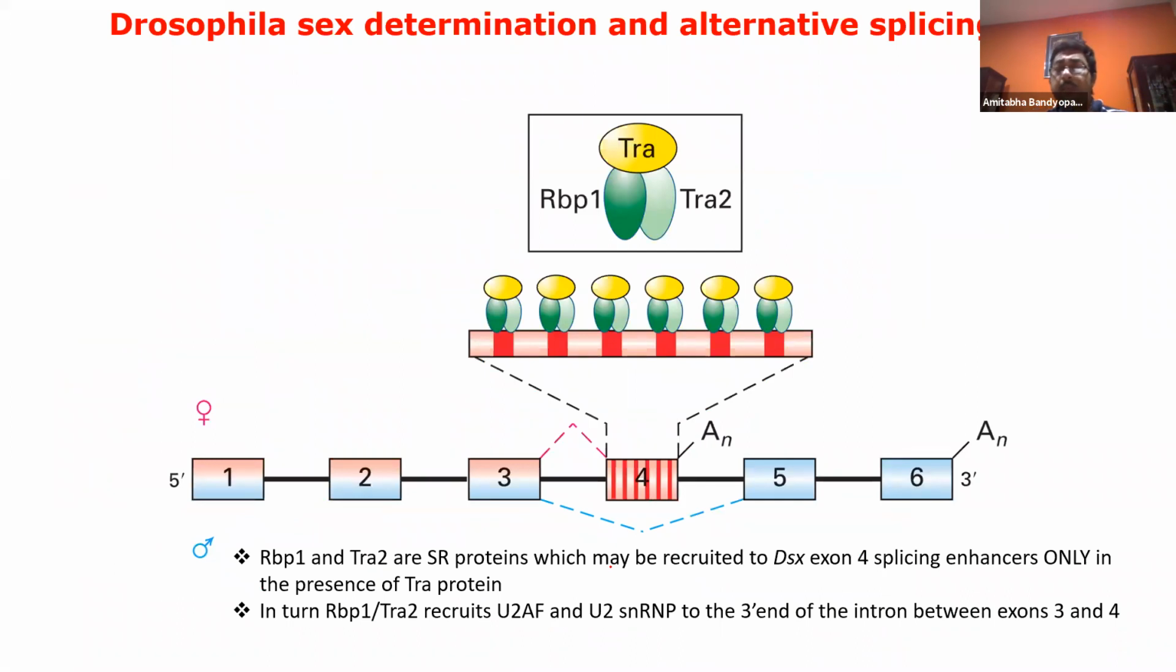As I was saying, this TRA protein, RBP1 and TRA2 can bind to exon 4 only if TRA protein is there.